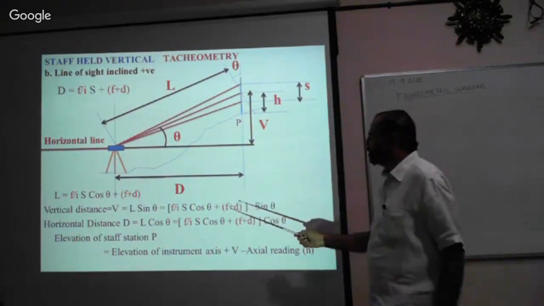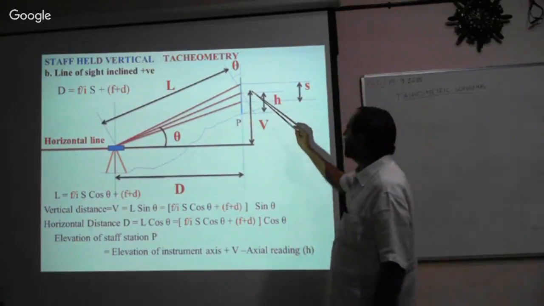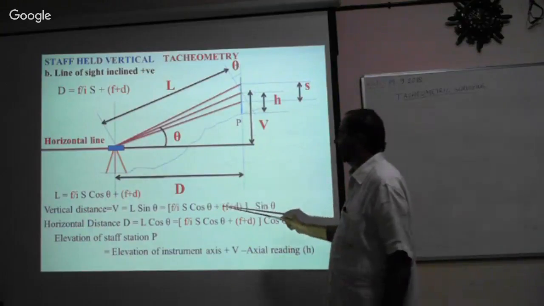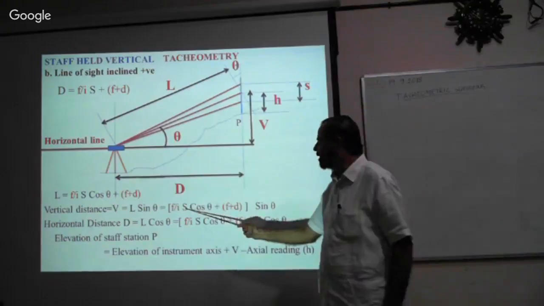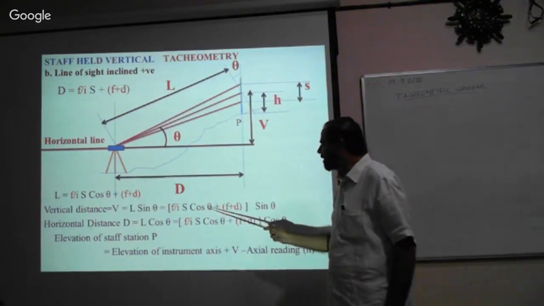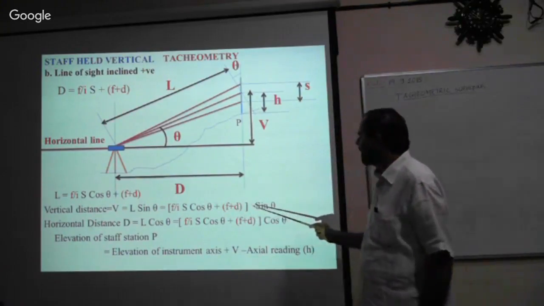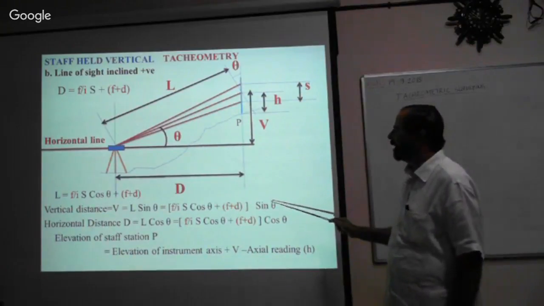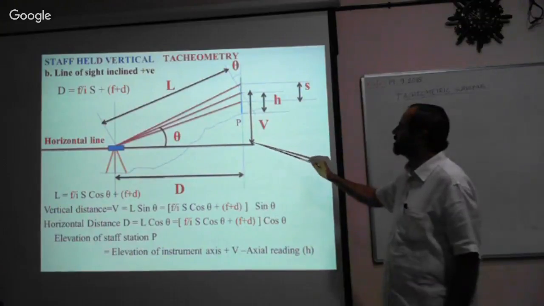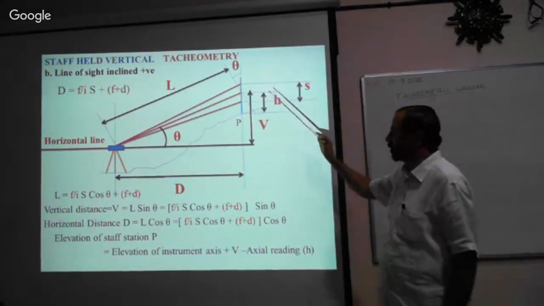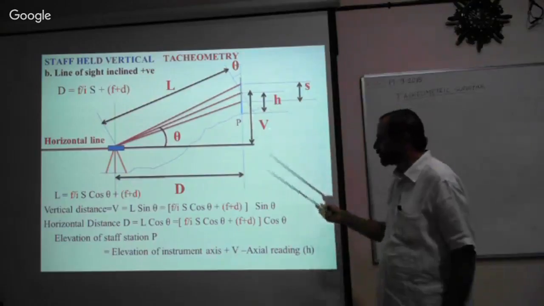Now we can compute that vertical distance. From the instrument constant, that is the stadia intercept, and theta we have measured, then this is the staff reading, and theta is known. Then we will get the vertical distance above the instrument axis to the central hair reading. V is outside. We got V.